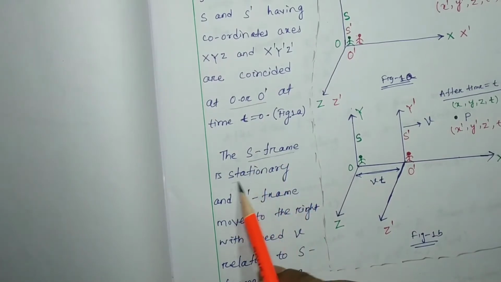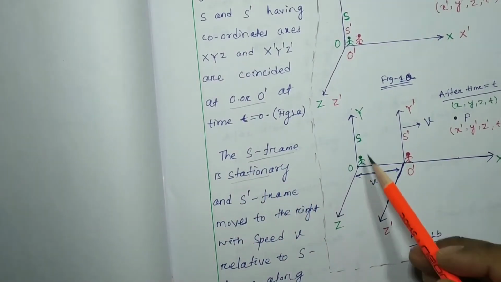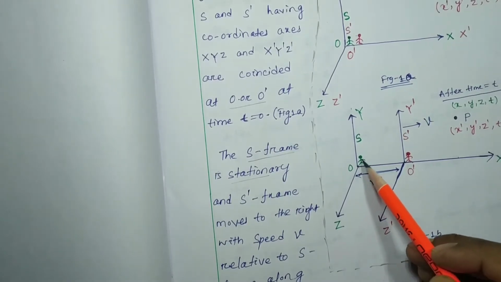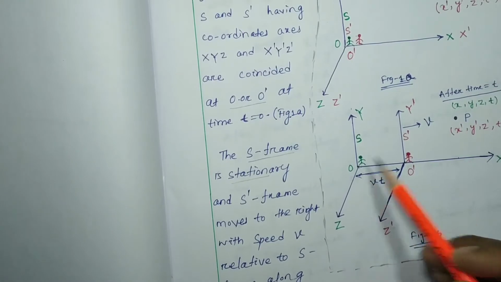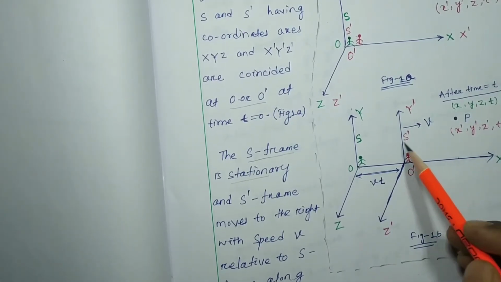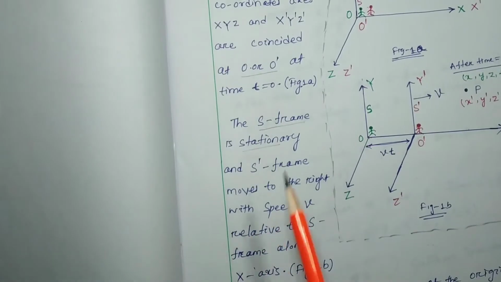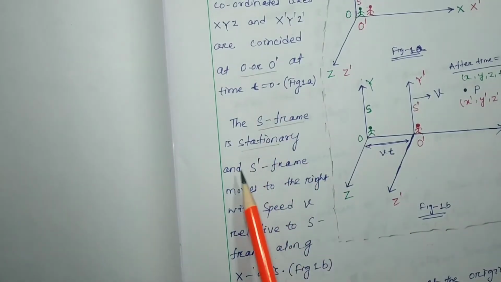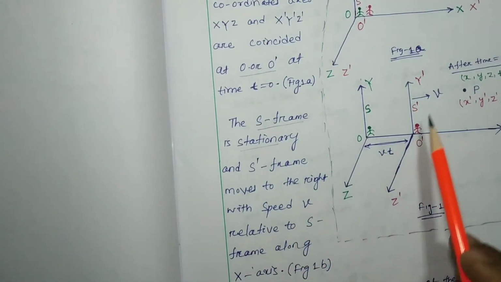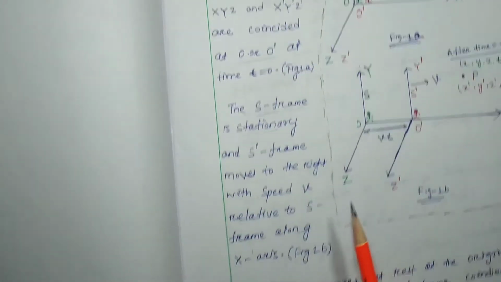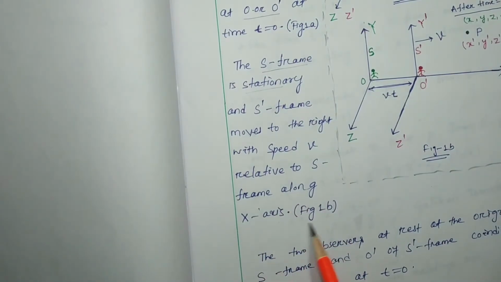Here we consider that the S frame, this green one, is stationary. This person sitting at the origin O is not moving, but as this S dash frame is moving, this person obviously is going to be moved. So here we consider that the S frame is stationary and the S dash frame moves to the right with speed v, relative to the S frame along the x axis, which is figure 1.